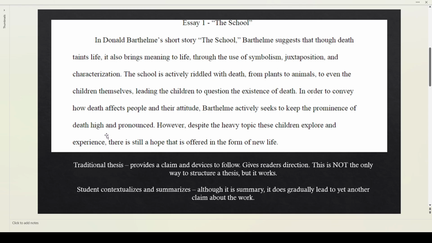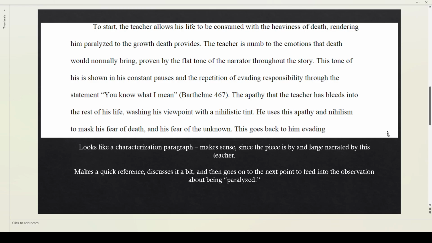Full points in this case here. This gets all the check marks for the intro paragraph requirements. So with that being said, let's look at the first body paragraph, right?